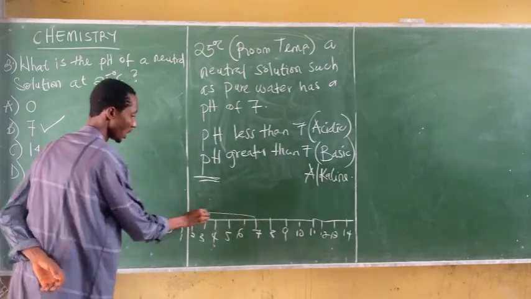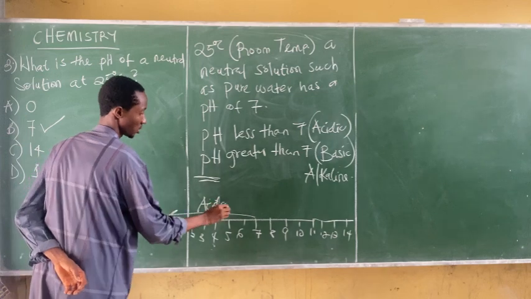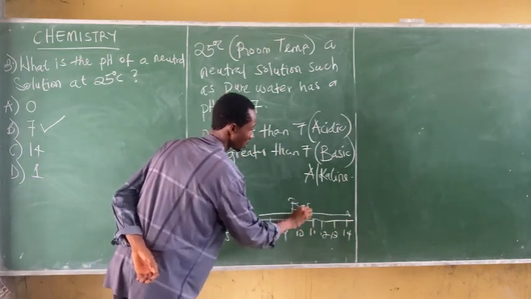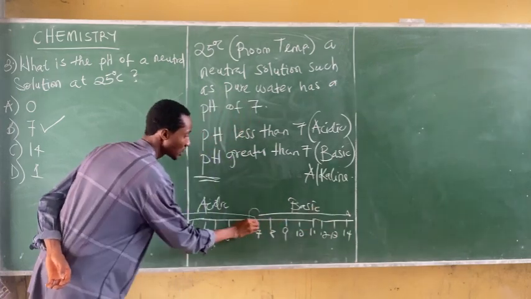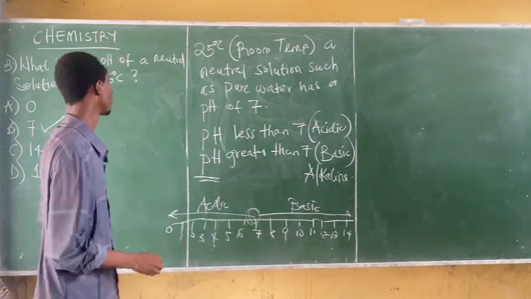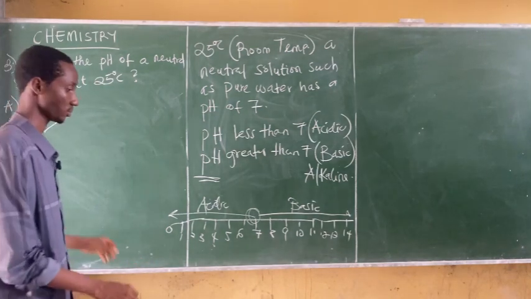Now, from here to here, this is acidic. From here to here, this is what? Basic. Now, anything within this range is neutral. At 7 here is neutral. So the correct option here remains option B, 7.